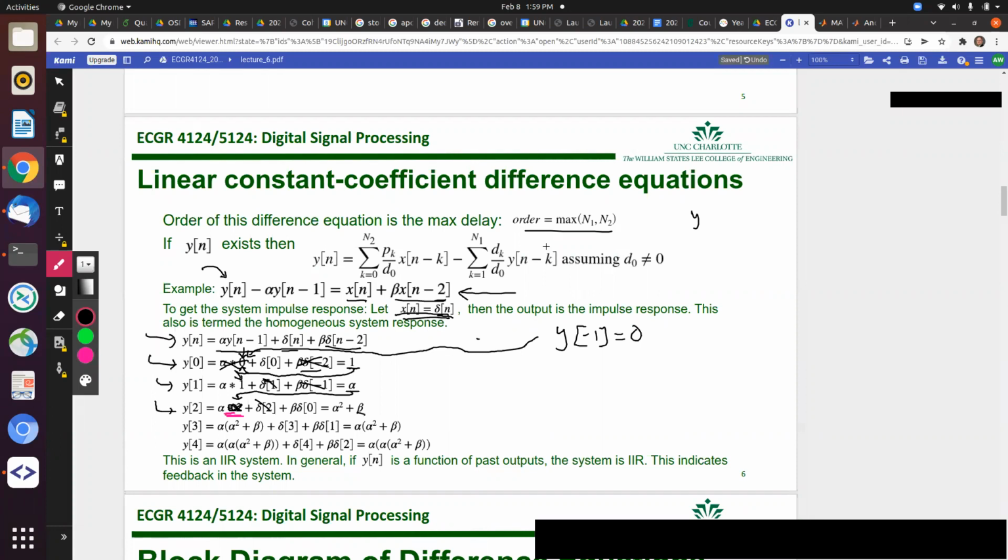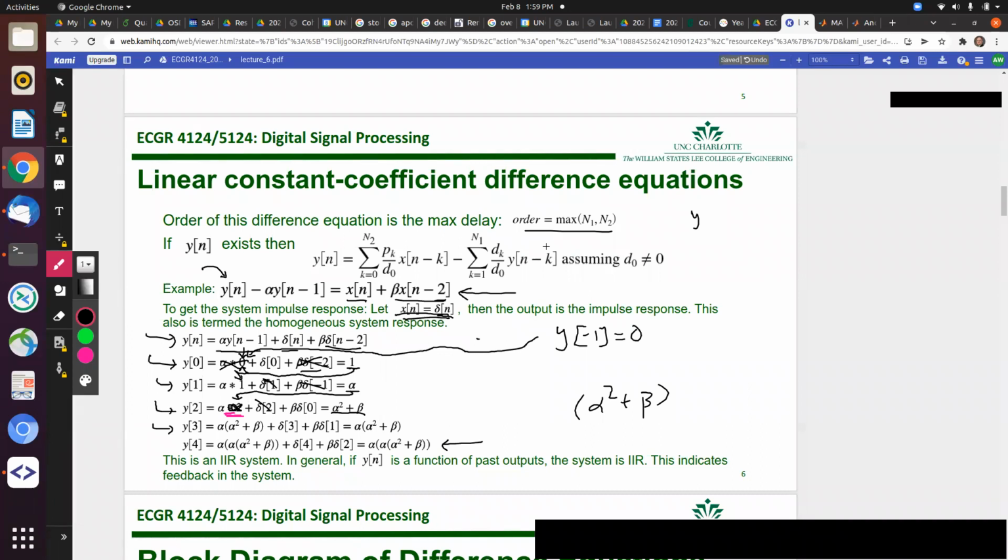And so we get alpha squared plus beta on output. And then if we continue, we see that we get alpha times alpha squared plus beta. And more generally, we get this recursive process. If we wanted to, we could write it in a general form. We know that alpha squared plus beta is this term that everything's multiplying, and this was alpha times that.